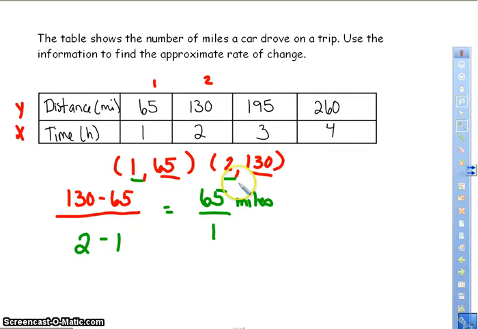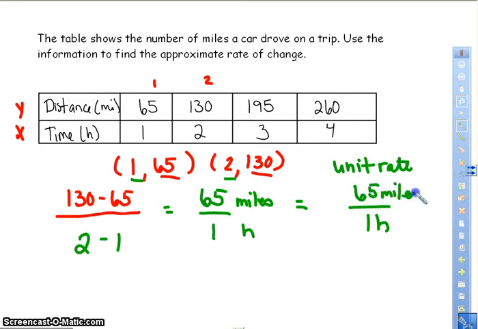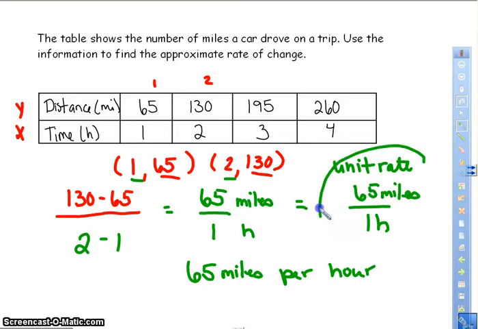And my 2 minus 1, my 2 and my 1 represent the hours. Okay, and once again, you want your answer as a unit rate. But because I already have a 1 as my denominator, I'm done. Okay, so because it's already per 1, that's what I want, there's my answer. So my answer is 65 miles per hour. Okay, there's my answer. You want it to be per 1.